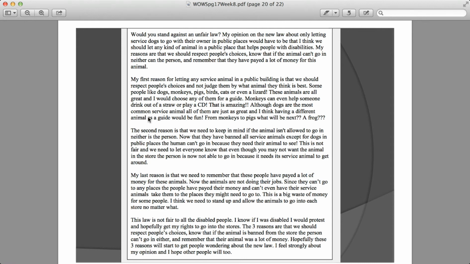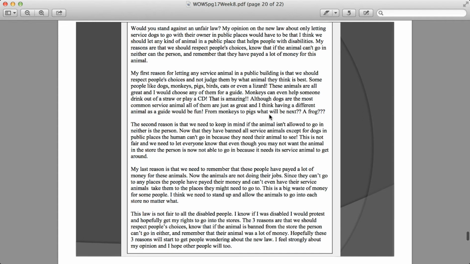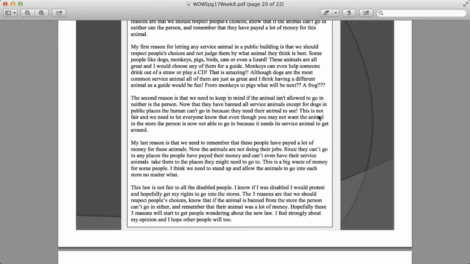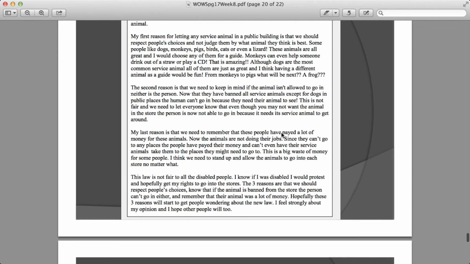Although dogs are the most common service animal, all of them are just as great, and I think having a different animal as a guide would be fun. From monkeys to pigs, what will be next? A frog? So you can see they're trying to add a little humor, a little personality, a little voice into their opinion paper, which is perfectly okay. Not necessary, but okay. The second reason, and again, do you see these transitions? My first reason, my second reason, my last reason.